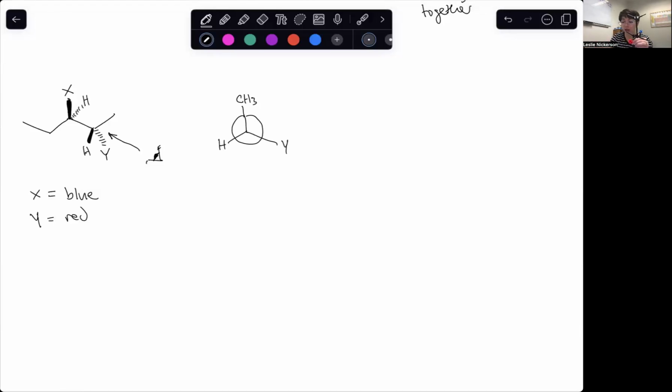Okay. So again, if we were kind of thinking about being in the screen here, our Y is going to be pointing to the back. So that's going to be on the right-hand side for us. And then if we continue looking this way, our X is going to be on the left. Okay, so we're going to have X completely opposite of Y, and then H, and then down here I just have an ethyl group.